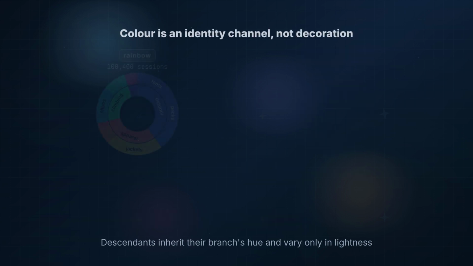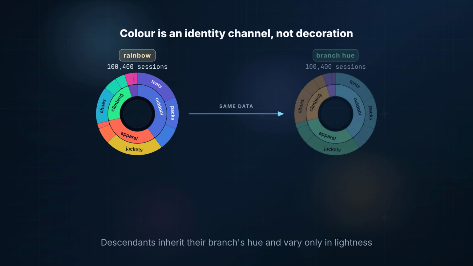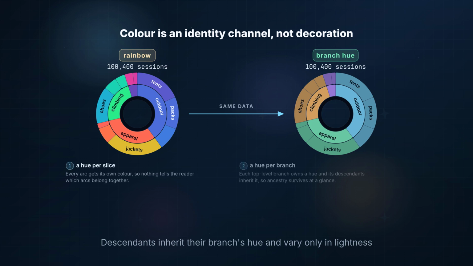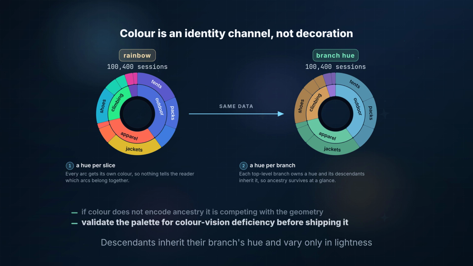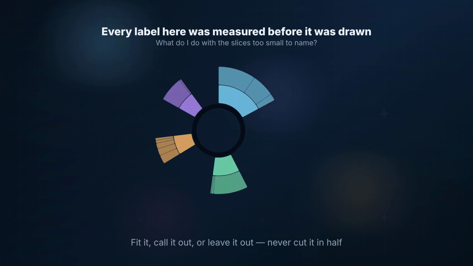Color here has one job worth doing, telling the reader which arcs are family. Give every branch at the first level its own hue, and let each descendant inherit it, varying only lightness outward. A sequential ramp is the other honest option, but only when color encodes a second measure, such as age or error rate, and then it must replace branch identity rather than fight it. The common failure is a rainbow per slice, which destroys ancestry and fails a color vision check at the same time. Labeling separates good sunbursts from screenshots.